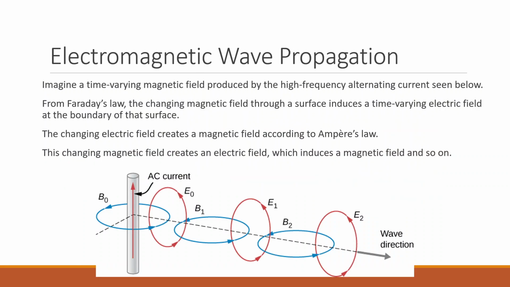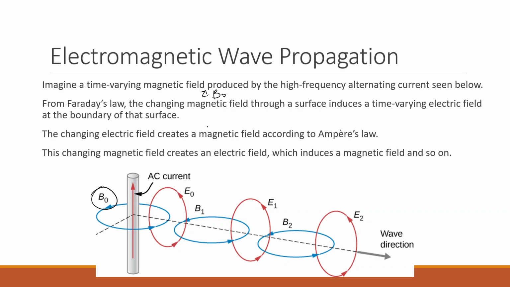Okay, now one important thing to understand is electromagnetic wave propagation. So how do these waves move? Okay, so let's imagine a time-varying magnetic field that's produced by a high-frequency alternating current. So this is our current. We have an alternating current here, or AC current, and it's producing this magnetic field, B naught. So this is our produced magnetic field.